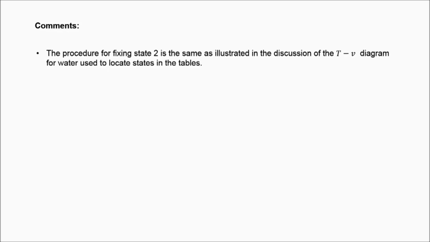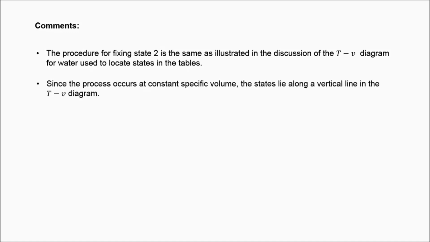To finish, I would like to make a few remarks. The procedure for fixing state 2 is the same as was illustrated in the discussion of the Tv diagram for water, used to locate the states in the table. Specifically in this example, since the process occurs at constant specific volume, the states lie along a vertical line in the Tv diagram.